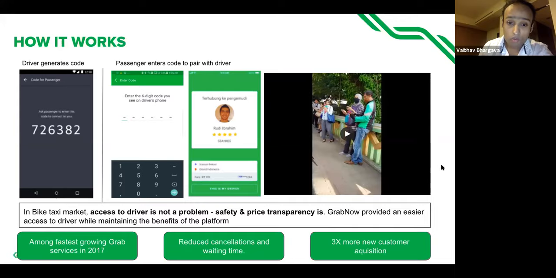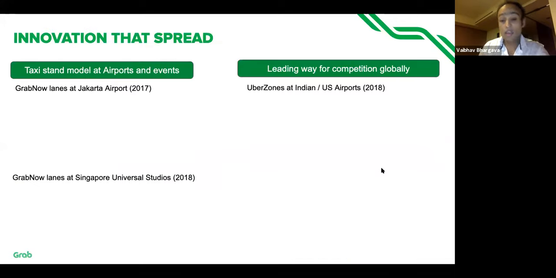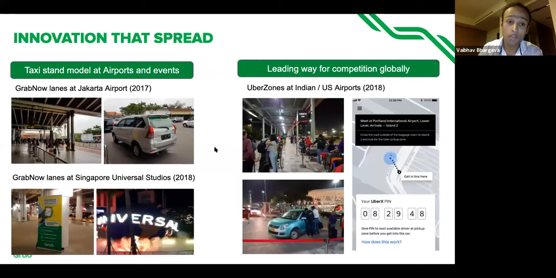And then what did we do with that? We didn't stop there. We actually launched it at airports and venues. A similar technology helped us launch in the Jakarta airport and become legal. And we launched something called GrabNow lanes, and even attempted that at an event in Universal Studios. So essentially you turned your fleet of cars into a taxi stand, just as a taxi stand would work.